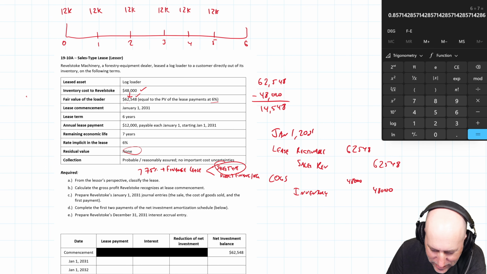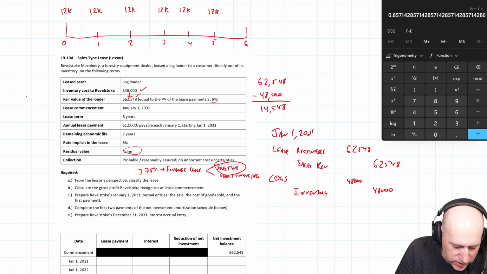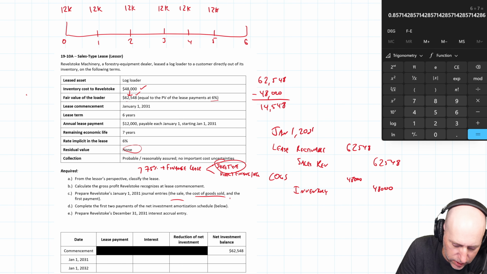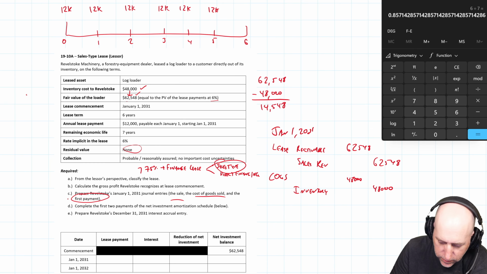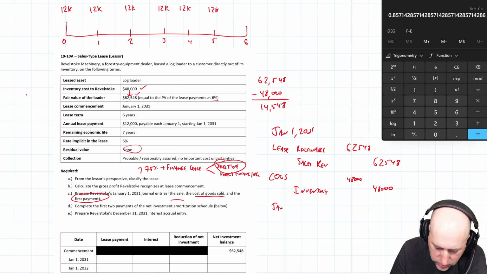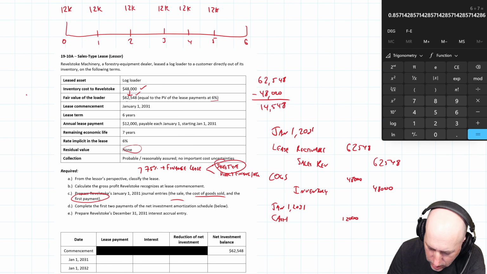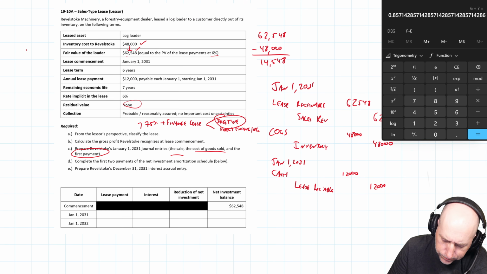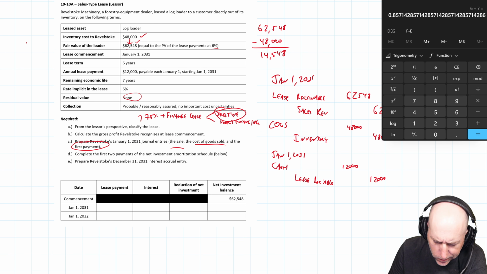Okay, let's continue. Now, on that day, we received the first payment. So we've done the sale, we've done the COGS. We've got to do the journal entry for the first payment. Well, that's a pretty easy journal entry as well. January 1st, 2031, debit cash, $12,000, and credit lease receivable. That's $12,000 less we're going to be waiting on. $12,000. Okay, so that's that.